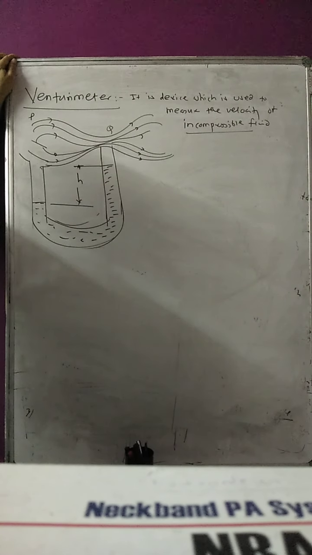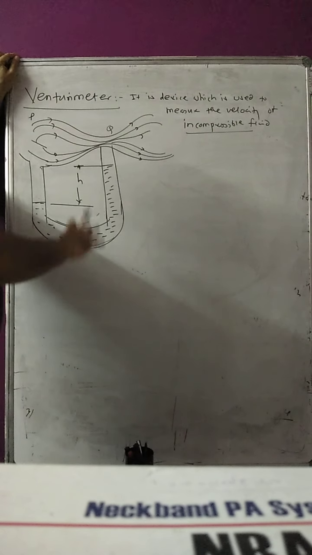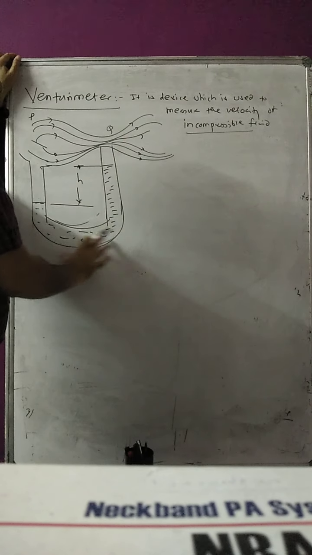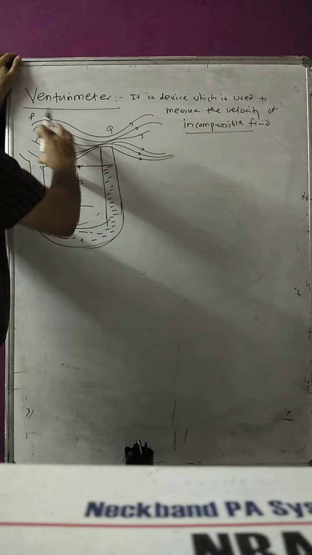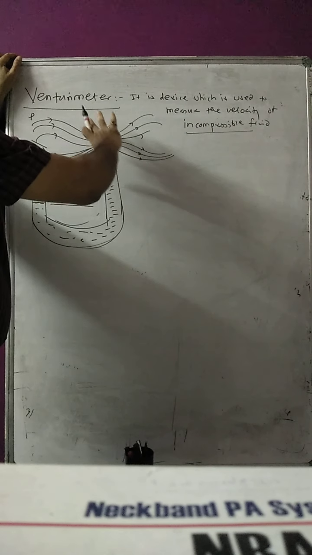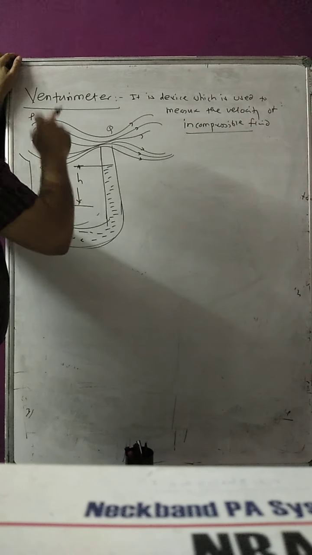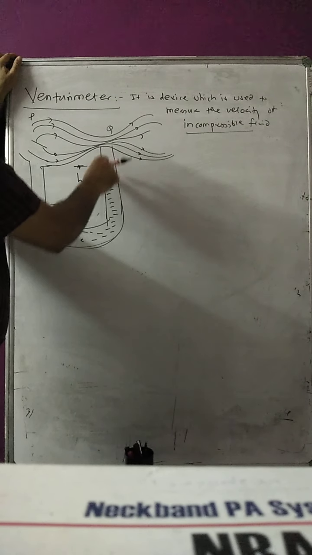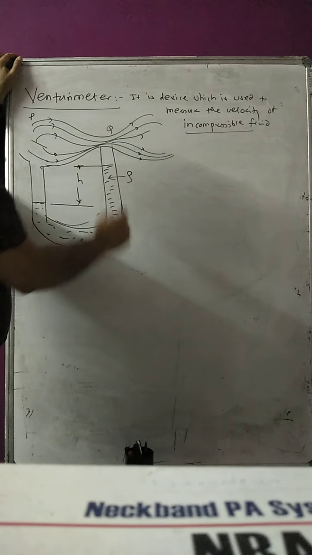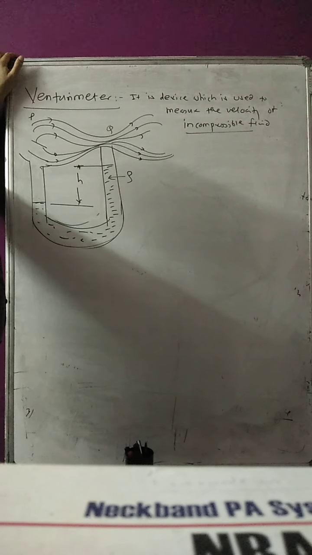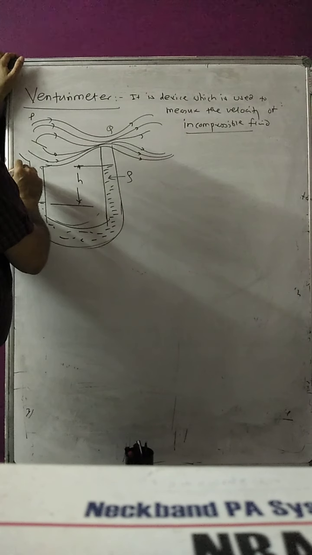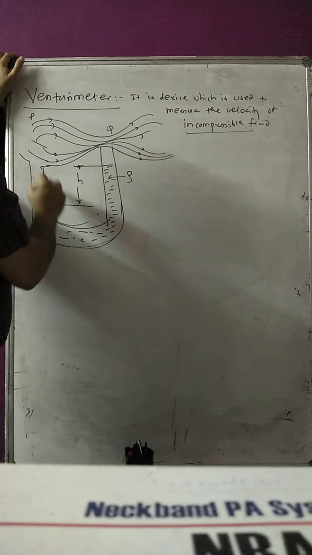So first of all, again I will explain. The venturimeter is a device which is used to measure the velocity of an incompressible fluid. Here, this is supposed to be a horizontal pipe at one particular height, so the height of the pipe is the same at both points P and Q. As the U-shaped tube is there, we have filled it with liquid having density rho, and at these two particular points P and Q.